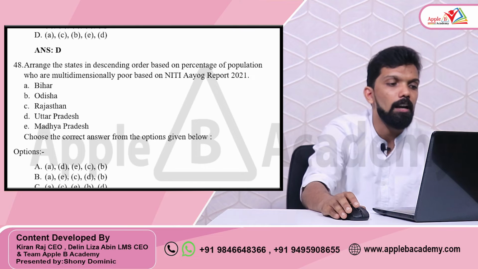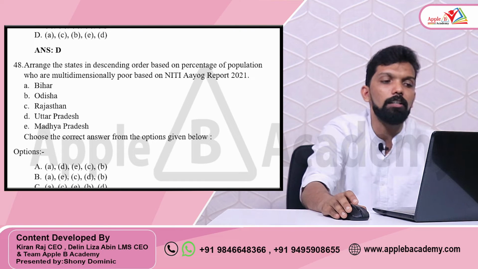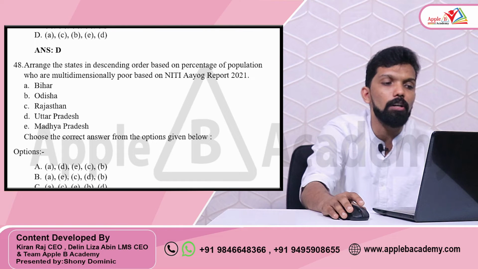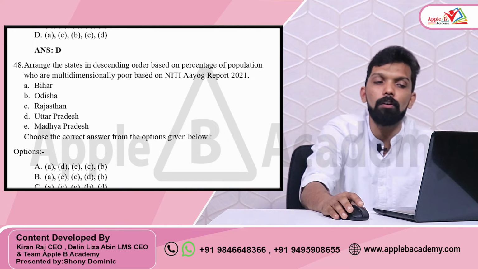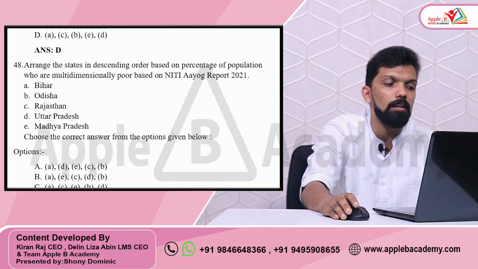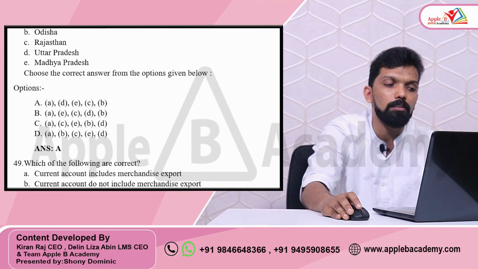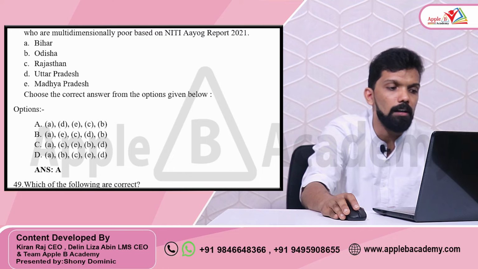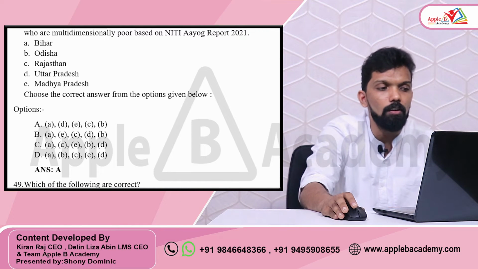Question number 48, arrange the states in ascending order based on the percentage of population who are multidimensionally poor, based on the Niti Aayog report 2021. So different states are given: Bihar, Odisha, Rajasthan, Uttar Pradesh, Madhya Pradesh. So the right answer for this question is option A, which is Bihar, Uttar Pradesh, then Madhya Pradesh, then Rajasthan, and last one is Odisha.